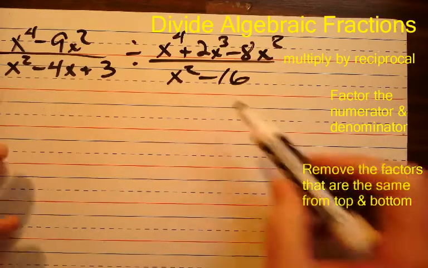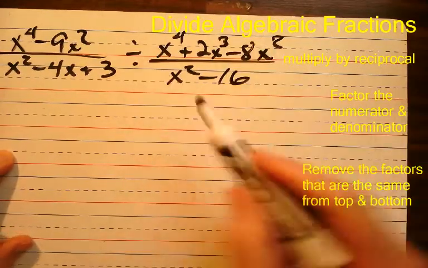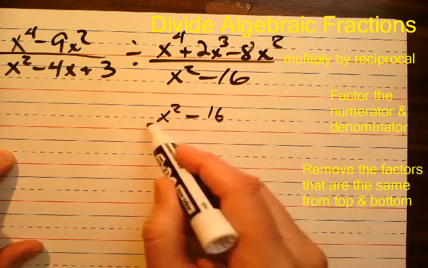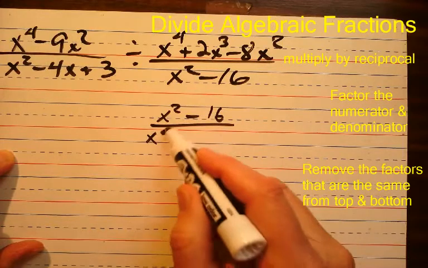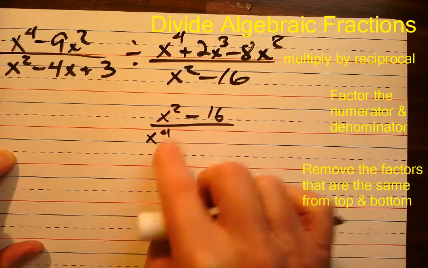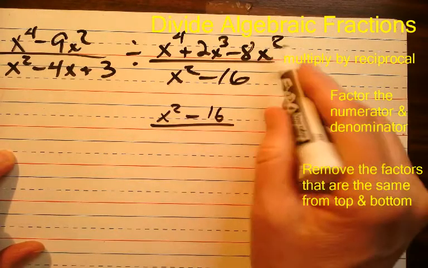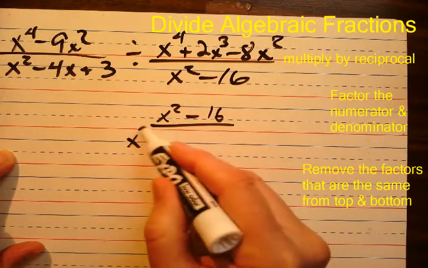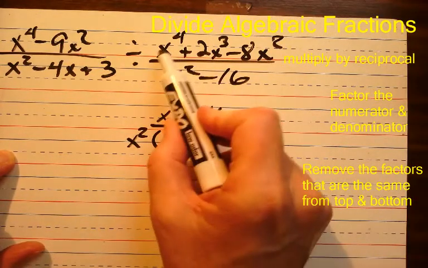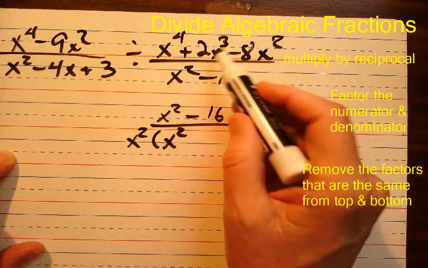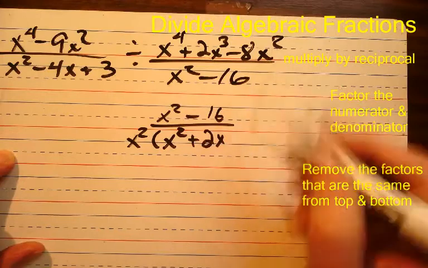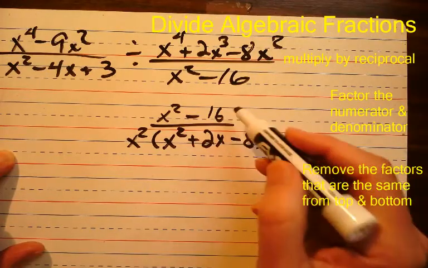Well, by now we know the first step. First step, flip this one upside down. We are going to do that. So that means x squared minus 16 is on top. X to the 4th plus, well, let's factor something out. See the x squared? I'm going to take that off the bat. X squared is in each one of these, so I'm just going to take x squared out of that. I'll take x squared out of that, and I'll take the x squared out of that. That leaves just 8. There we go.